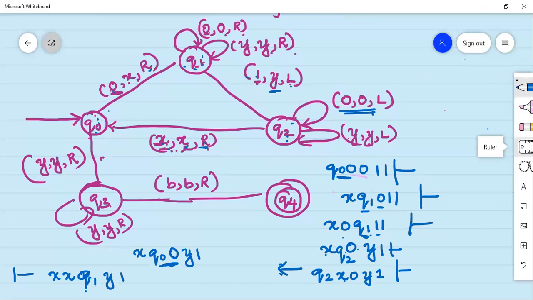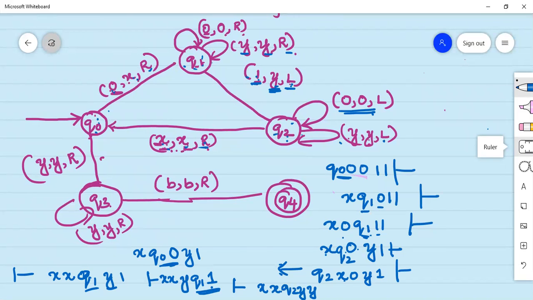Correct? Now Q1 on Y. Q1 on Y is Y remains Y and you move towards right side. So now we are at XX Y, Q1 on 1. What about Q1 on 1? Q1 on 1 is you convert it into y and move towards left side. So I have xx, right? And Q1, this one has become y now. And I should move left and Q2.